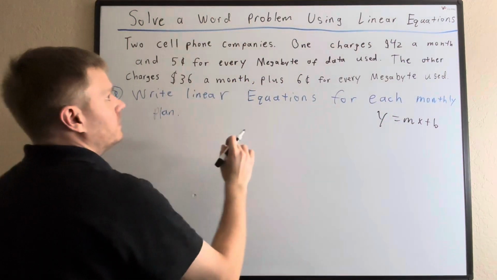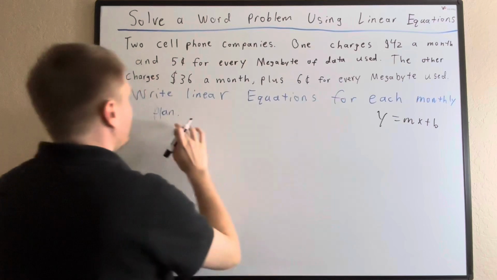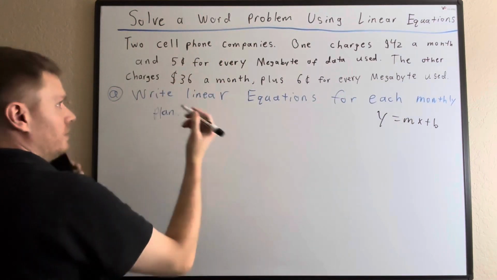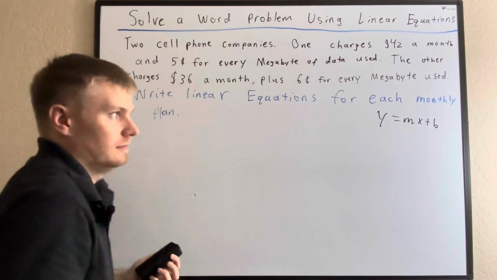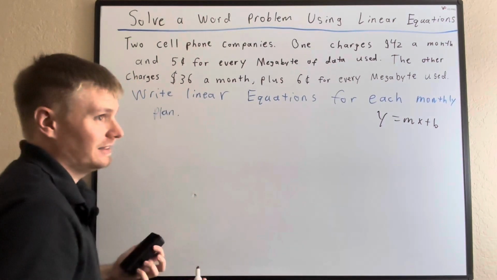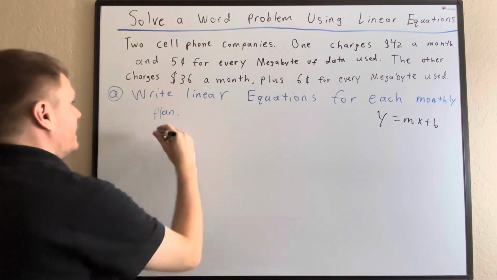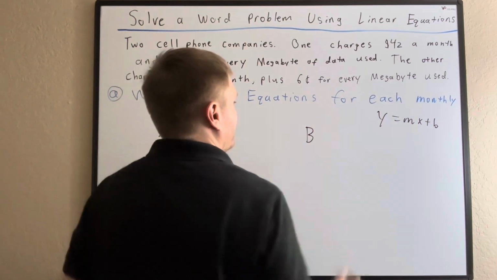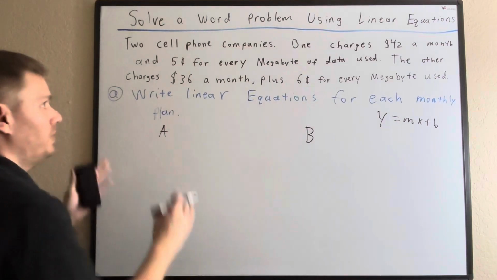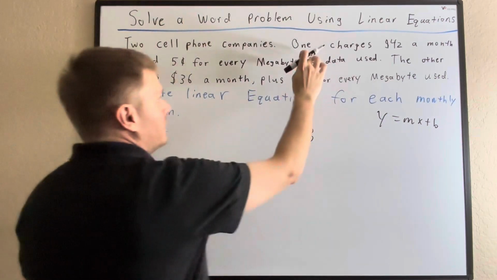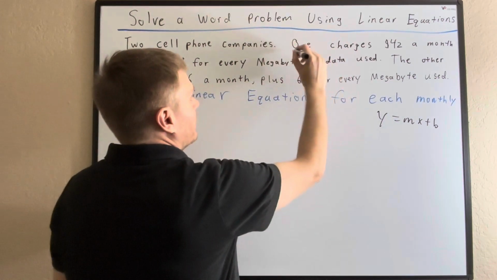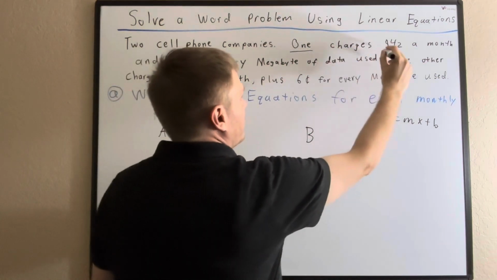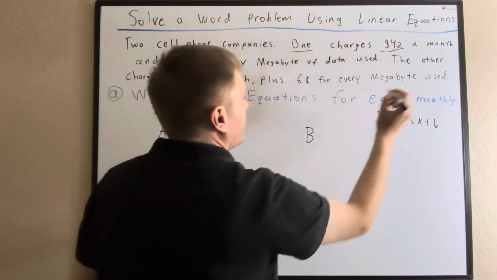Well, first of all, for each monthly plan, there are 2 cell phone companies, right? We just need to come up with names for them. And let's face it, we're in math class, we're not very creative. We just call them company A and company B. That's all we need to do. All right, so company A, let's say it's the first one.